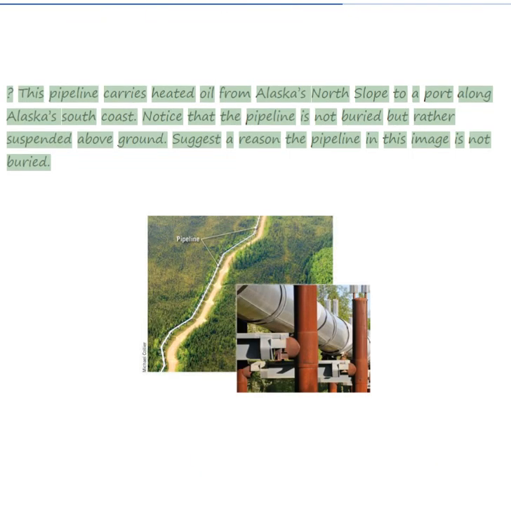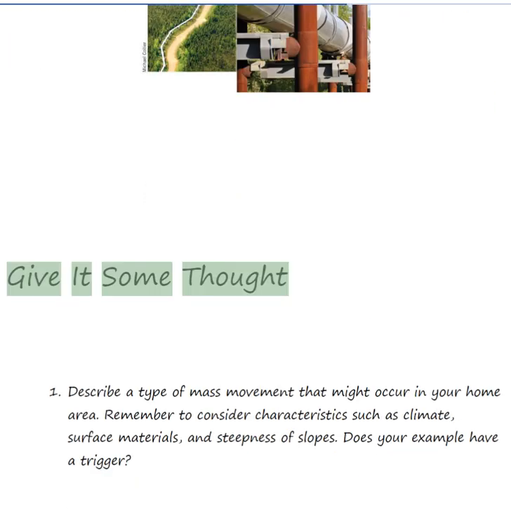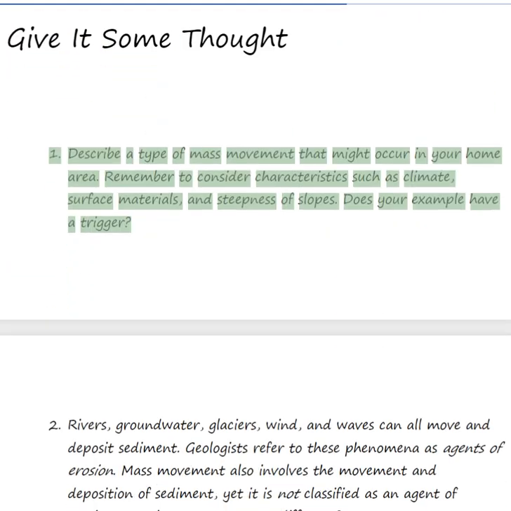This pipeline carries heated oil from Alaska's North Slope to a port along Alaska's south coast. Notice that the pipeline is not buried but rather suspended above ground. Suggest a reason the pipeline in this image is not buried. Give it some thought.